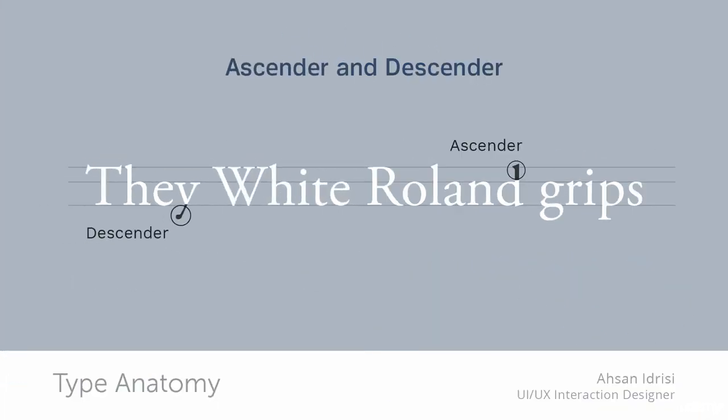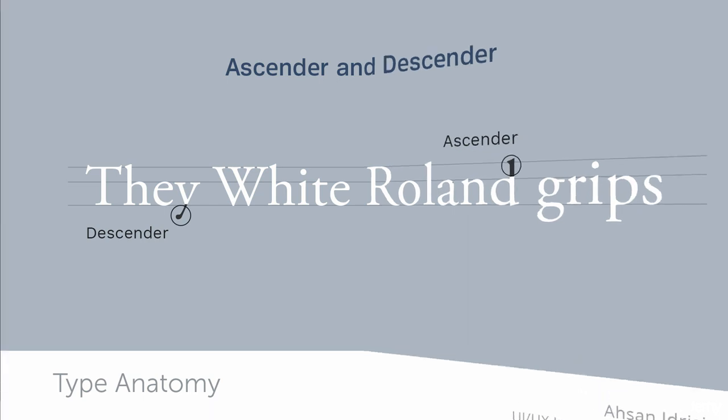Now let's learn about ascenders and descenders. Ascenders are the letter portion that extends above the mean line, or you can see over here the D, the top of the D. And then we have descenders, which extend downwards from the baseline. So everything that drops from the baseline is basically a descender.